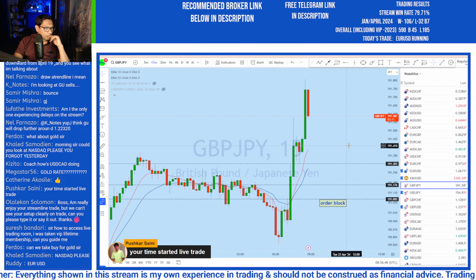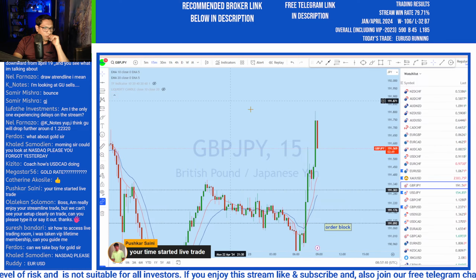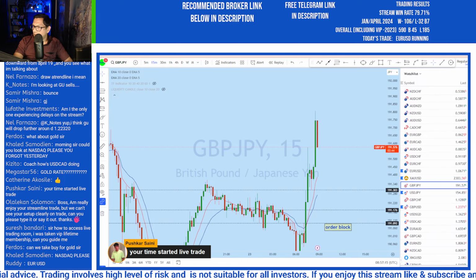GBPUSD is now coming for a deeper pullback. Okay, so that's where we can look for an entry on GJ. Let's see how far it is going. What's happening with the gold? Gold is moving up for a pullback here.